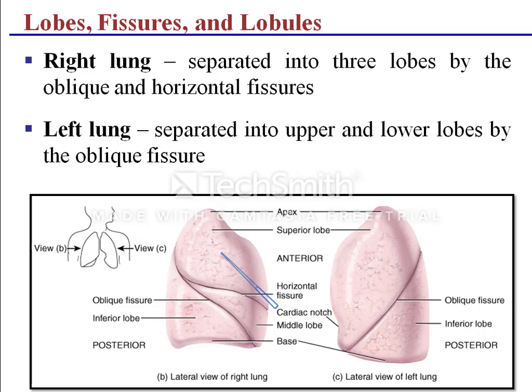So in the right lung, we have superior, middle and inferior secondary bronchi. Whereas in the left lung, we have superior and inferior secondary bronchi. So there are a total of 5 secondary bronchi.